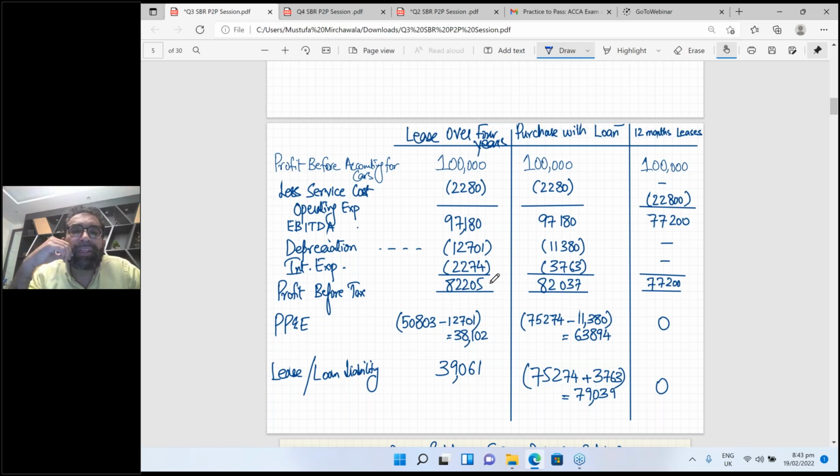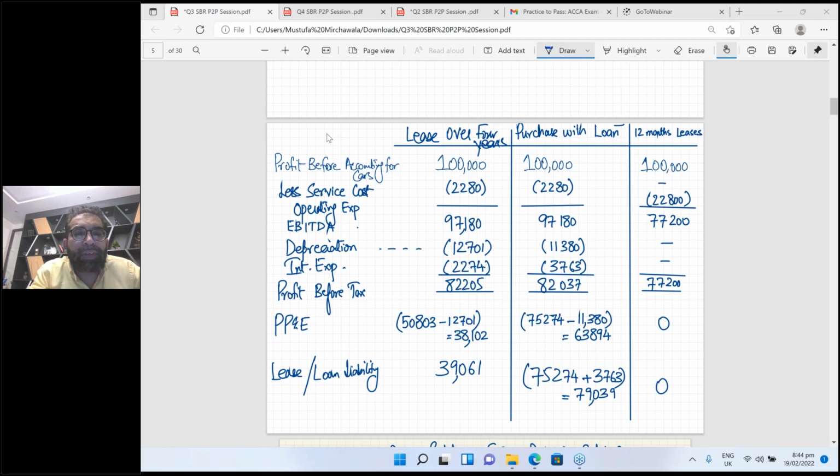Just see the first column. I'm sure you have written something with you. Listen, profit before accounting. Only see the first column. Don't look at the second, third column. Leave it. Profit before accounting for the car is 100,000.